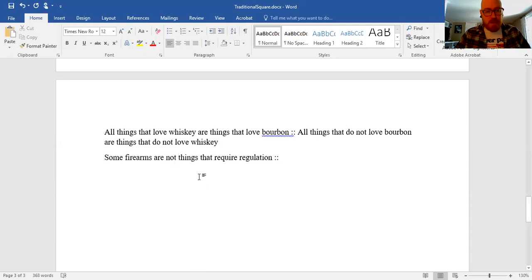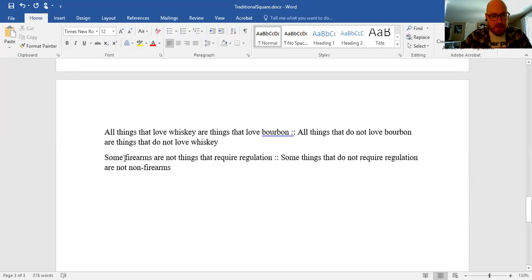So some firearms are not things that require regulation. The contrapositive of that would be: some things that do not require regulation are not non-firearms. So starting with "some S are not P," some firearms are not things that require regulation, I'm ending with some things that do not require regulation, some non-P are not non-firearms, are not non-S.